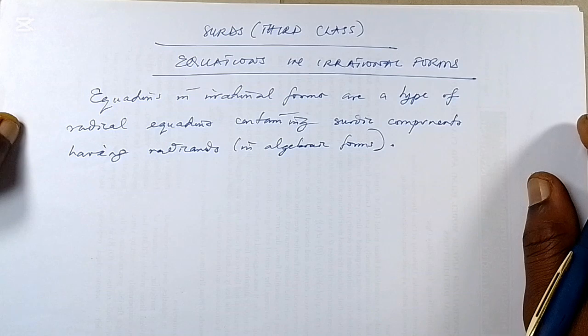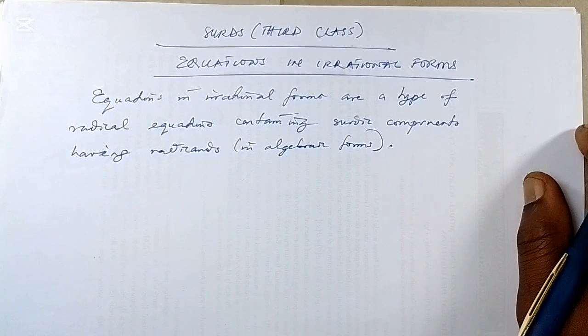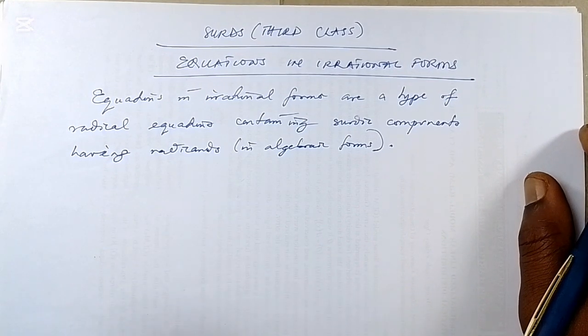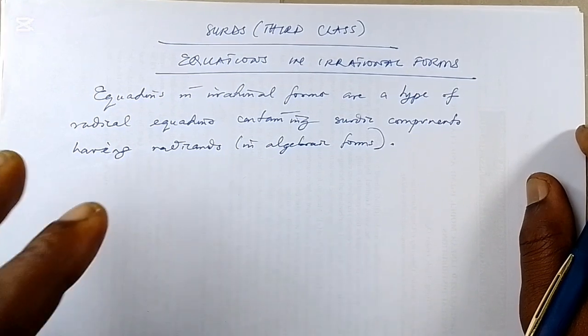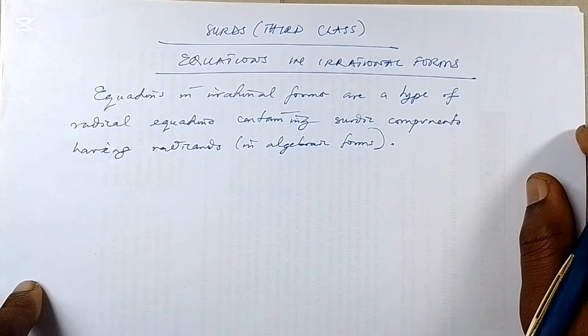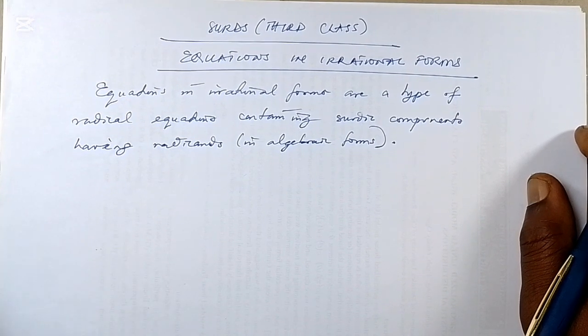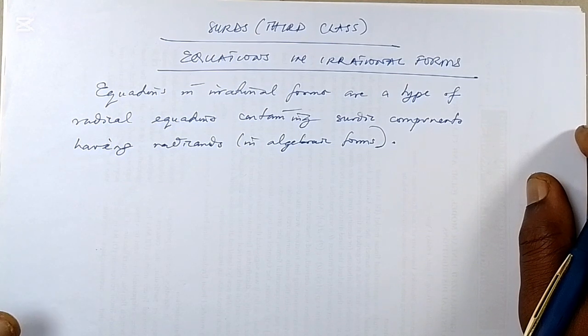So please take note that we shall be discussing equations in irrational forms in this video, and my emphasis will be basically on two things. The first question we are to answer is, what are equations in irrational forms? They are a type of radical equation. What type of radical equations are they? They are radical equations containing Surdic components having radicands in algebraic forms. So please take note of that.